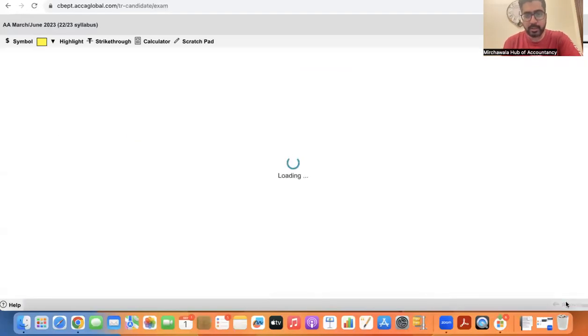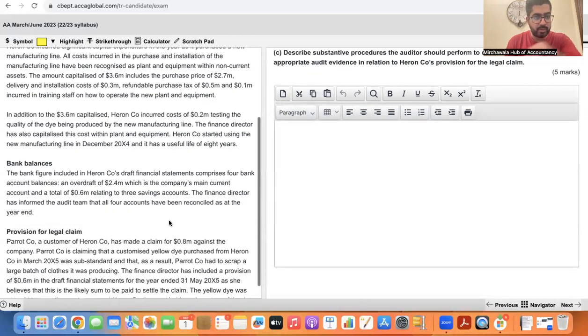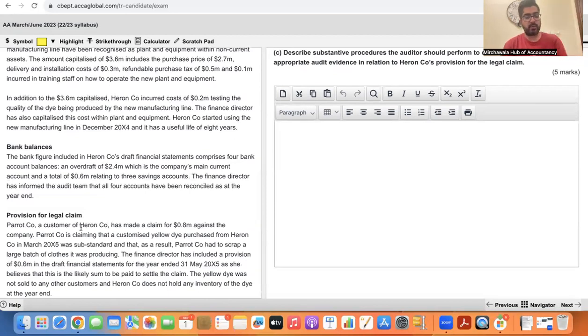Okay, let's move forward now. Describe substantive procedures auditors should perform to confirm sufficient appropriate audit evidence in relation to provision for legal claims. So now I have to talk about legal claim. Parrot, a customer of Heron, has made a claim of 0.8 million against the company. Parrot is claiming that customized yellow dye purchased from Heron was substandard. As a result, Parrot had to scrap a large batch of clothes. The finance director has included a provision of 0.6 million, as she believes this is likely to be the sum paid. We didn't sell this to any other customers.